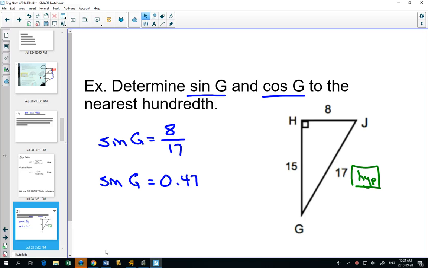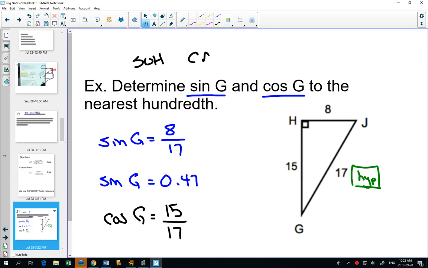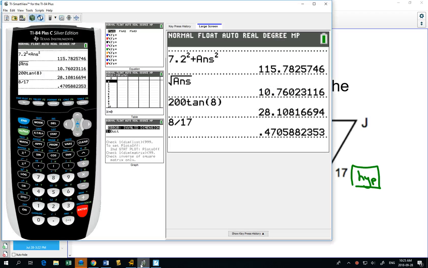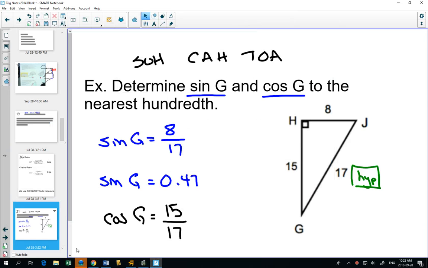And same thing, change colors here. We could do cos. Cos of g, the definition would be adjacent over hypotenuse. So sine, cos, tan. And on our calculator, if we wanted to find out what that was as a decimal, 0.88. So we didn't have to solve for anything. We just had to use the definition to write out what was sine of angle g, what is cos of angle g. Okay?